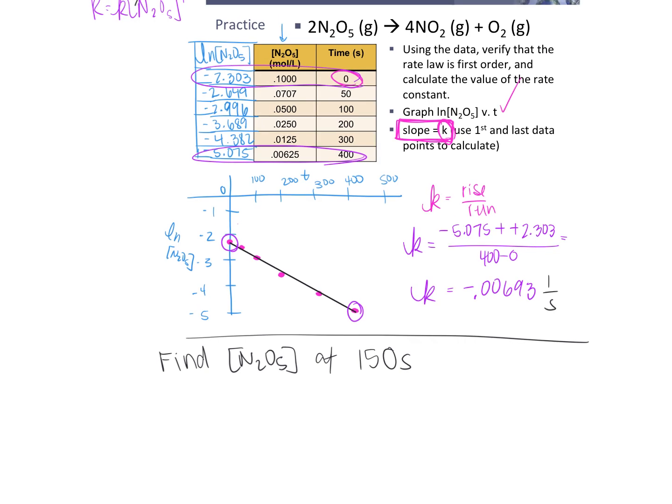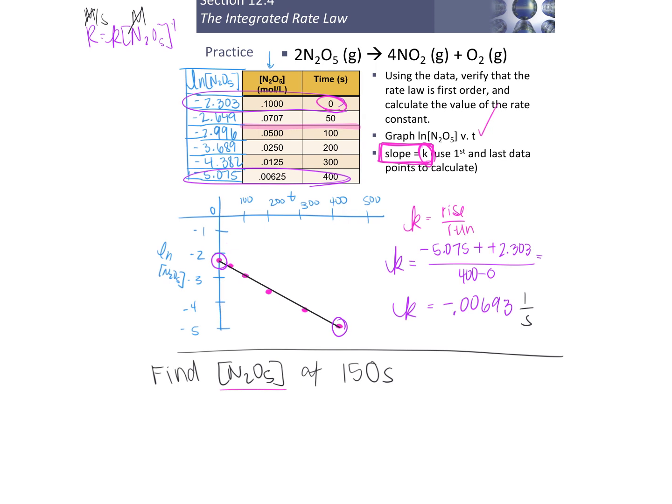Look up here at our data table. Do we have a data point that's 150 seconds? No, it'd be somewhere in between right here. Agreed? So we have a range: our concentration is probably between 0.7 and 0.5. Would we agree? So that gives us kind of a range for our answer here. So now we've got to figure out how I can solve for that, right? I want to solve for N2O5 at 150 seconds. We'll come back up and use our integrated rate law equation.